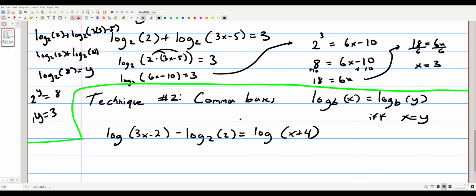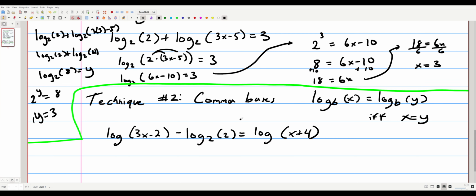Okay, so we're going to use that same idea, and basically all this really boils down to in layman's terms is if you have two logs that equal each other, you've condensed them into one log on each side. If the bases match, then the only way for them to be equal is if the arguments match.